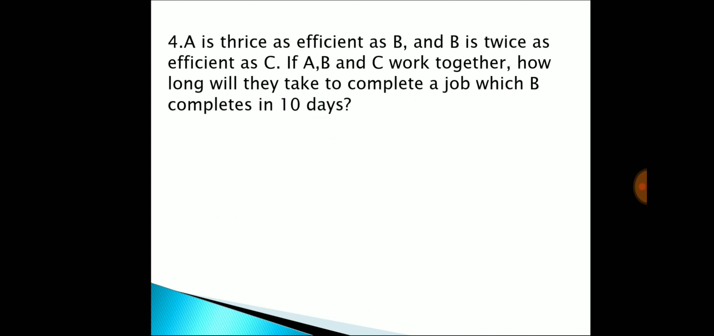A is thrice as efficient as B and B is twice as efficient as C. If A, B, C work together, how long will they take to complete the job, if B alone completes the work in 10 days? We'll do one at a time. A is thrice as efficient as B and B is twice as efficient as C.